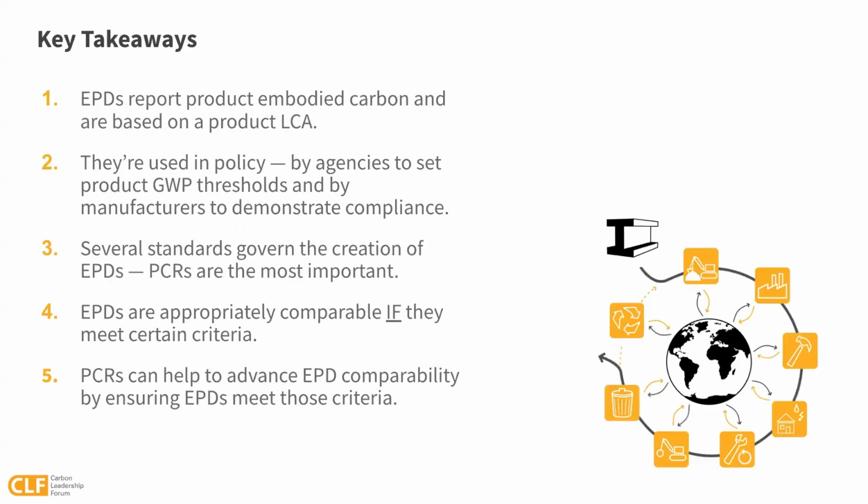Finally, some key takeaways. EPDs report product embodied carbon and are based on a product LCA. They're used in policy by agencies to set product GWP thresholds or limits, and by manufacturers to demonstrate compliance. Several standards govern the creation of EPDs, PCRs are the most important of which. EPDs are appropriately comparable if they meet certain criteria, and PCRs can help to advance EPD comparability by ensuring EPDs meet those criteria.